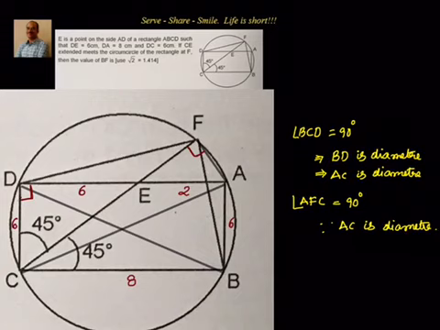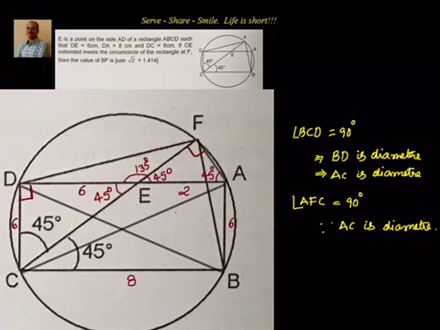We also know that DC is 6 and DE equal to 6. That means DCE is an isosceles triangle. So can I write down 45 degrees here? That means this angle is 135 degrees, and that means angle here is 45 degrees. We know this is 90 degrees, so this becomes again 45 degrees.